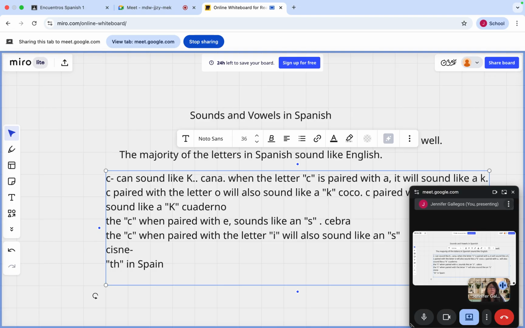Okay, so moving on. That was a lot about the letter C, and now we're going to talk about the letter G, okay? So the letter G will be similar to what we've already talked about. So give me just a moment and I will set that up.